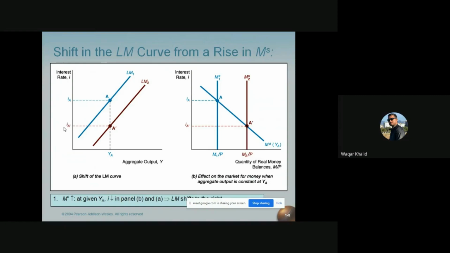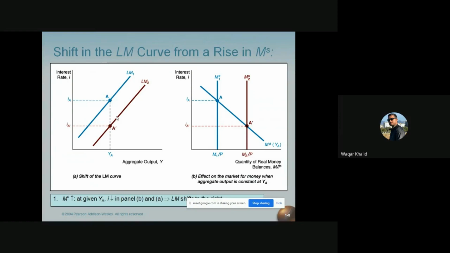The same analysis can be applied to every point on the initial LM curve, leading to the conclusion that at any given level of aggregate output, the equilibrium interest rate falls when the money supply increases. Because we have a fixed level of aggregate output, when there is an increase in the money supply, the interest rate will decrease, and we are moving from point A to point A dash. Thus, LM2 is below and to the right of LM1.